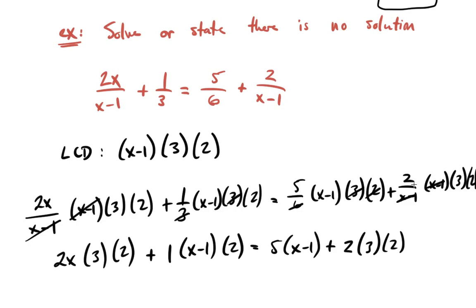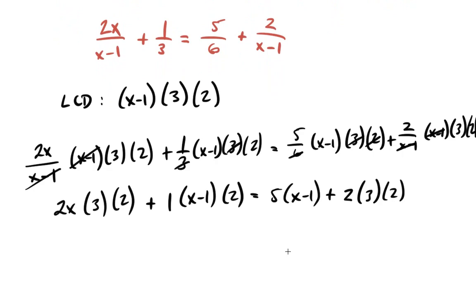Okay, and again, now we've eliminated all our fractions, which means that hopefully we're much more comfortable solving an expression like this. So we still have to actually do all the multiplication and solve, but that shouldn't be too hard. Okay, so 2x times 3 will be 6x, times 2 will be 12x. Okay, then we can distribute this. 1 times 2 is 2, and we can distribute that 2 and get 2x minus 2 for this expression. We distribute the 5 here and get 5x minus 5. And then 2 times 3 is 6, times 2 is 12.